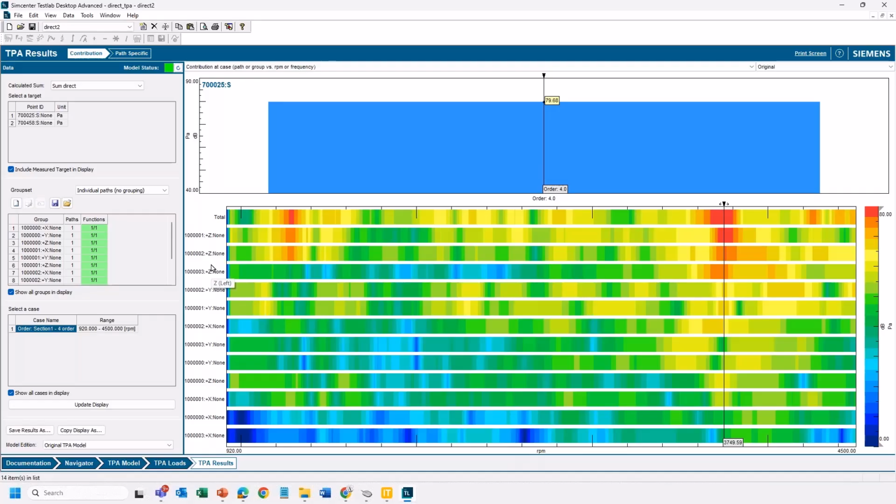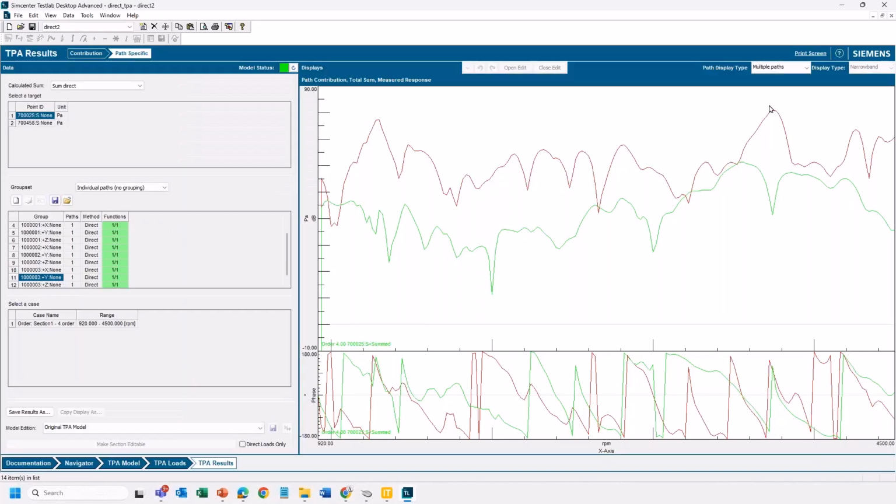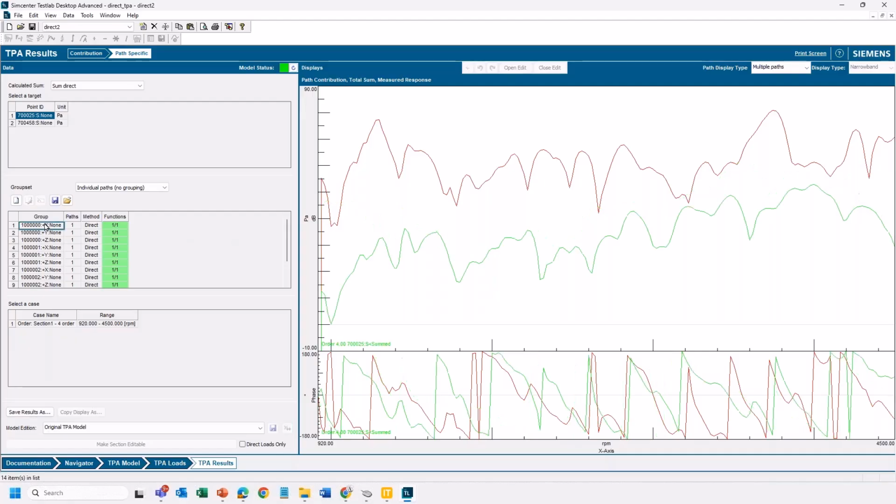And that's kind of what we're looking to do with transfer path analysis. We're looking to understand which paths are the biggest contributors. Up here, there's a path-specific display. Click on that, and you can select multiple paths here. And this lets you look at different paths. 1,000,000X, was that a big contributor? No. No, and the green looks significantly lower than the red.